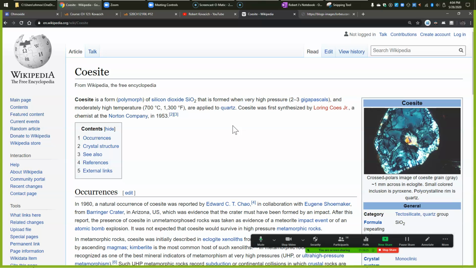Gigapascal? 2.3 gigapascals. So how do you get a gigapascal on the surface of the Earth? Or on the Earth at all? The center of the Earth is nowhere near a gigapascal as far as pressure goes. So what had to happen? Had to pummel. Something hit us hard and produced a bunch of heat. So you can create this mineral at 2.3 gigapascals and 700 degrees Celsius.